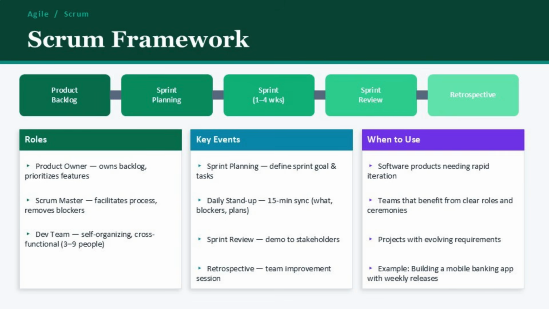Scrum has 3 defined roles. The product owner owns the backlog and decides what gets built and in what order. The Scrum Master is the team's coach and blocker remover. They don't manage, they facilitate. And the development team is a self-organizing, cross-functional group, typically 3 to 9 people.